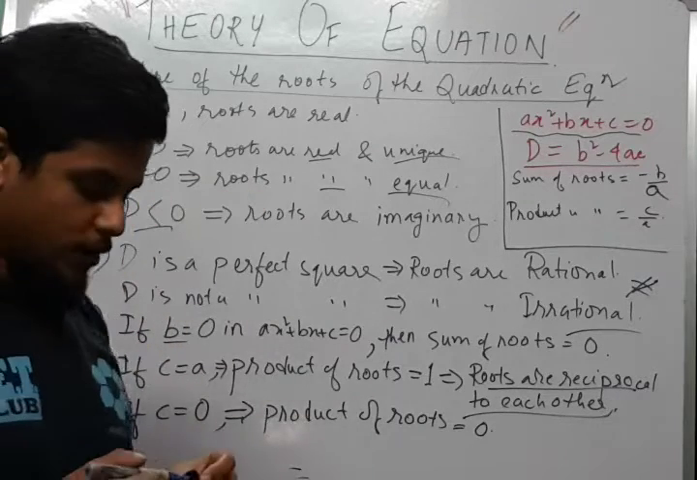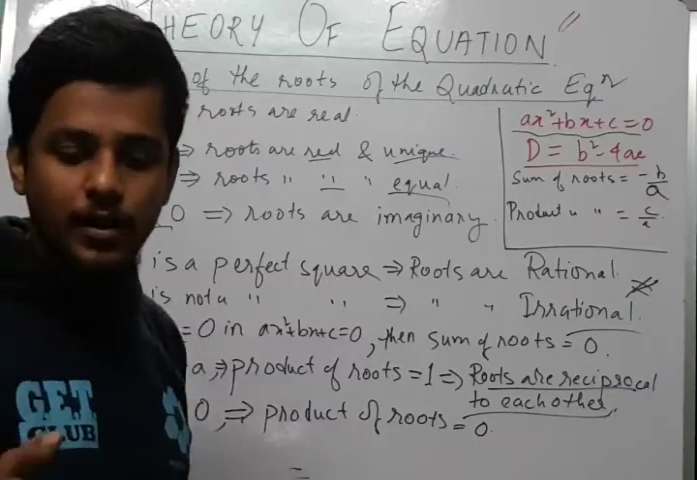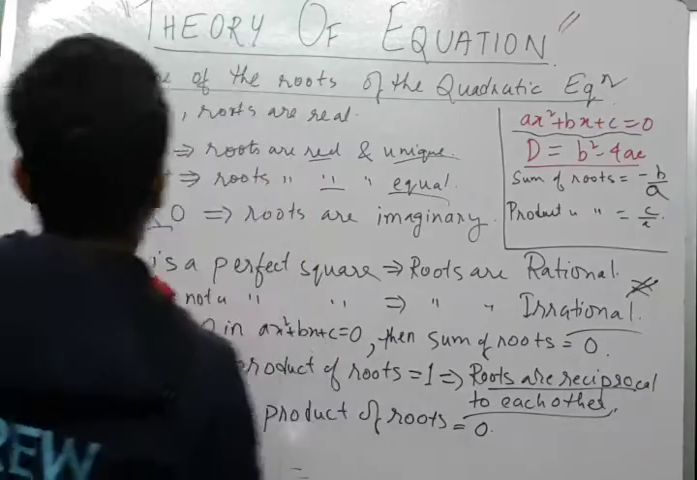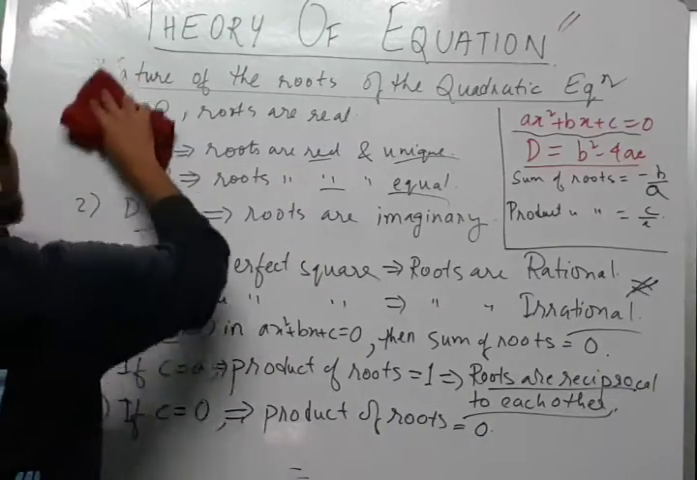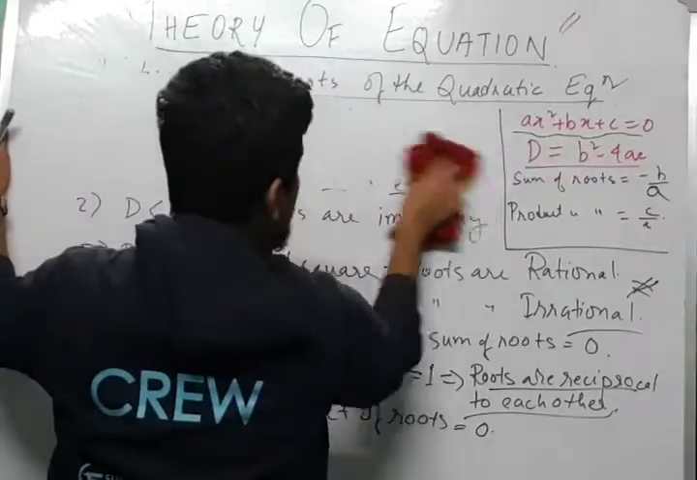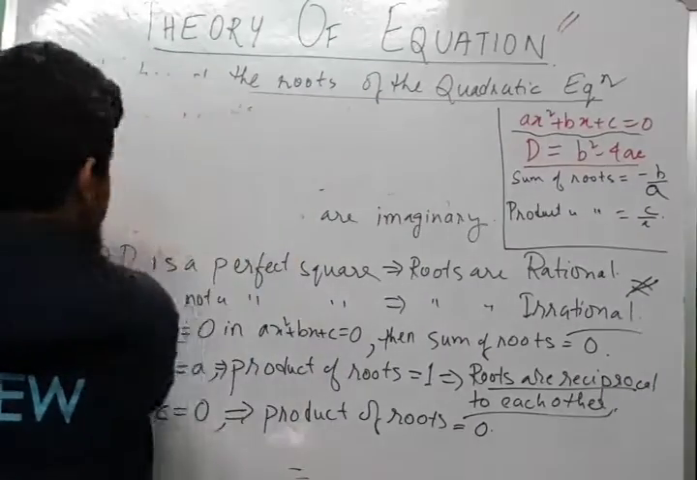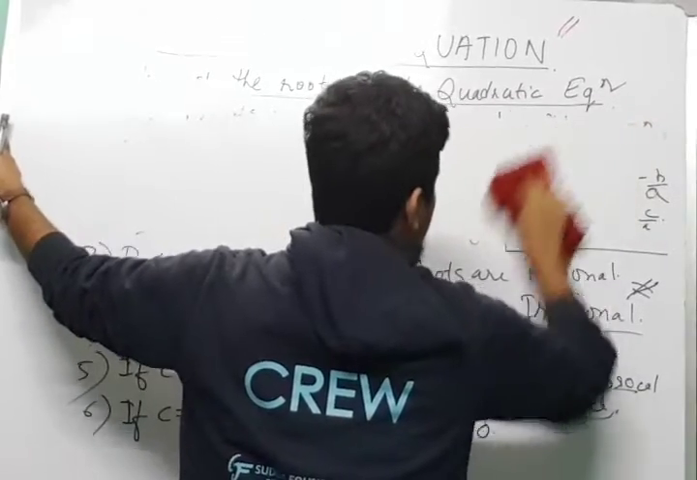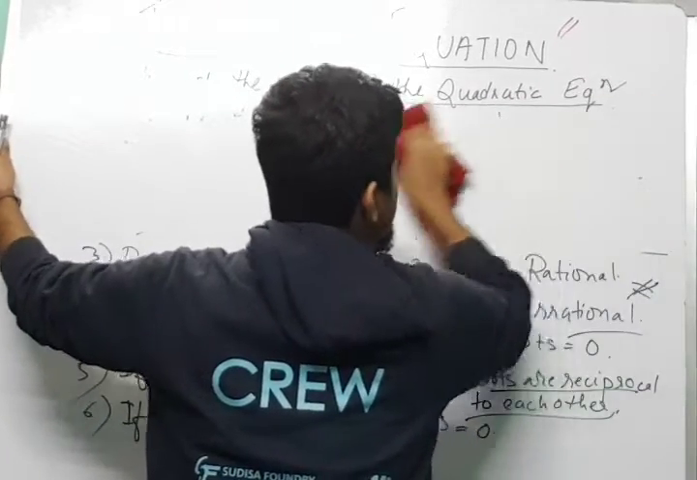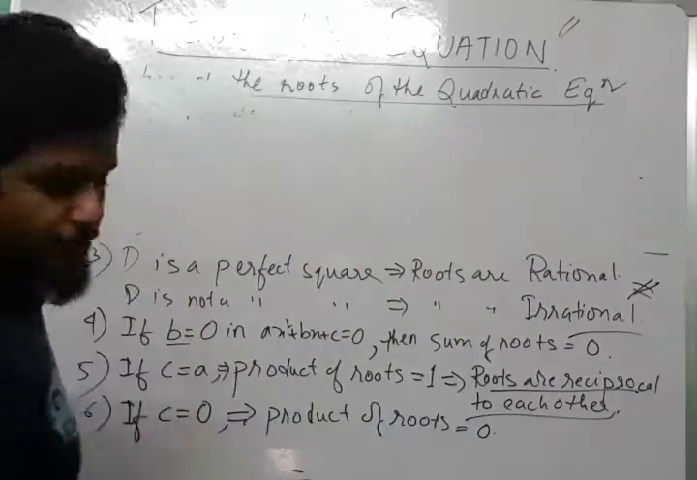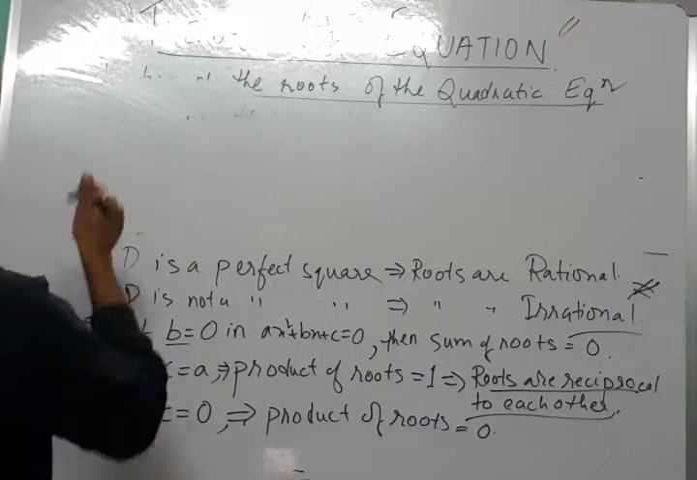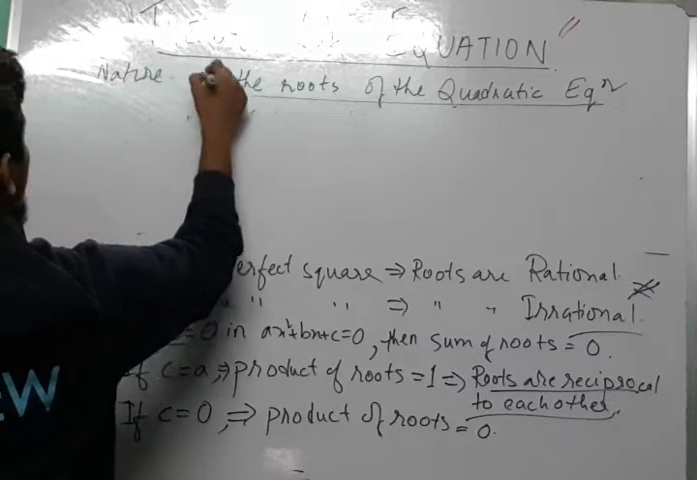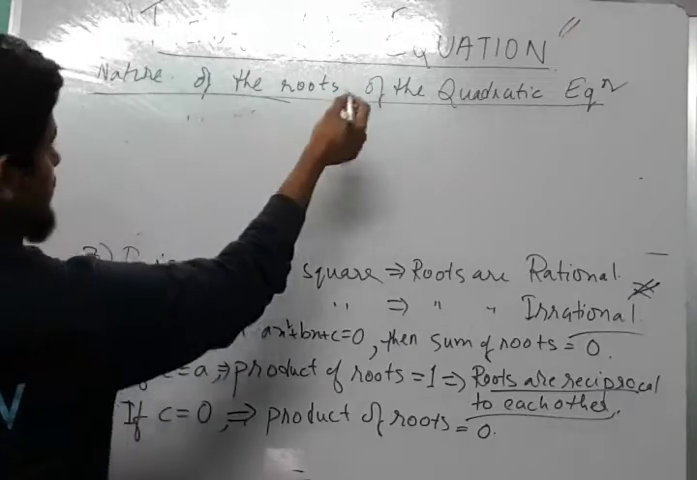Now we'll also be talking about the rational roots, how they occur, and the imaginary roots, how they occur. So first, let me rub it out. Let me rub out the top portion at least. Okay. So we were talking about nature of the roots. So this is our topic.